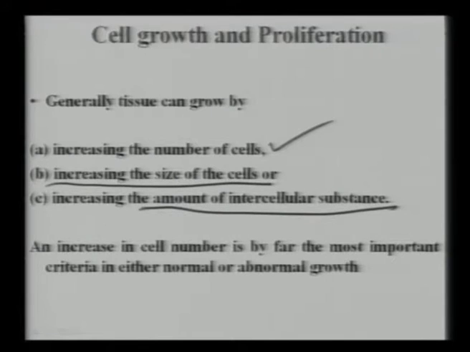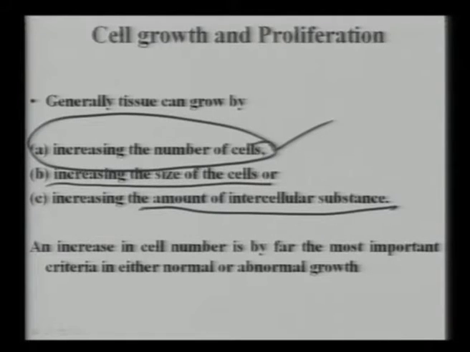So, an increase in the cell number is by far the most important criterion in either normal or abnormal growth. What has been stated here is that when any process is accompanied by an increase in the number of cells, that increase is important, because it will tell you that cells are in the growing stage, that cells are proliferating.